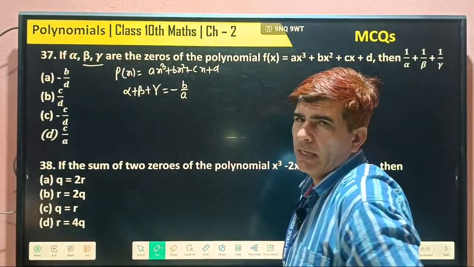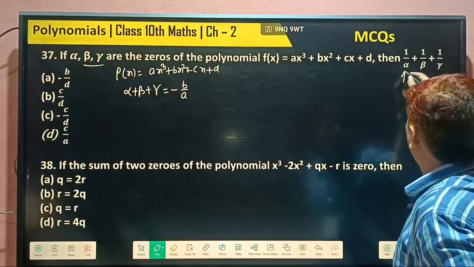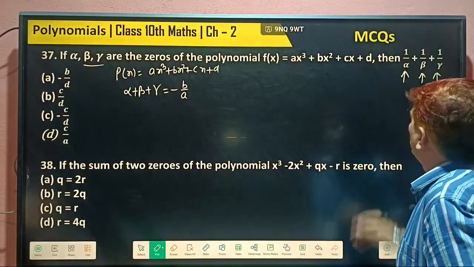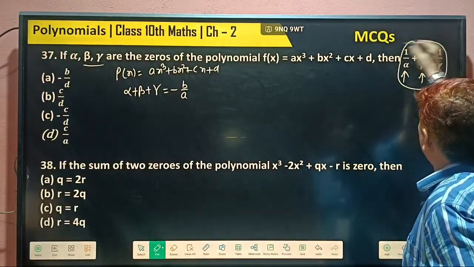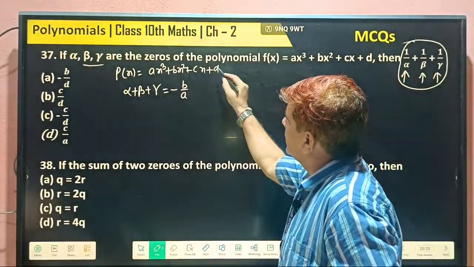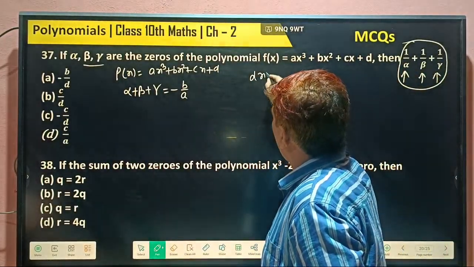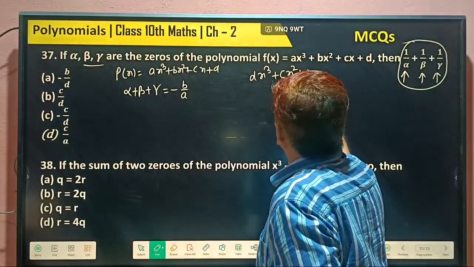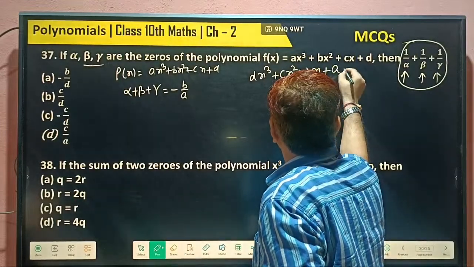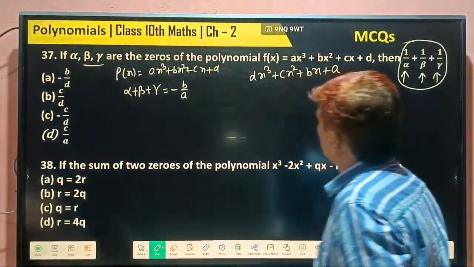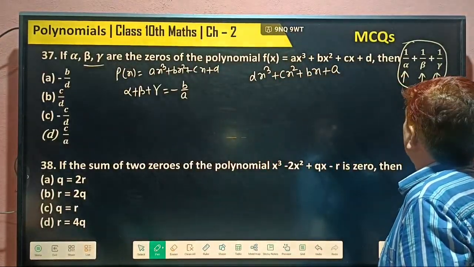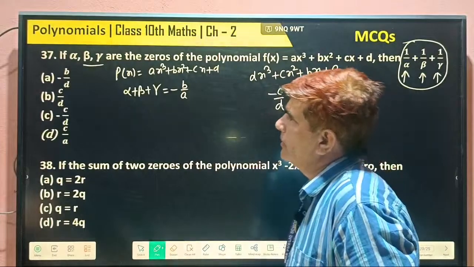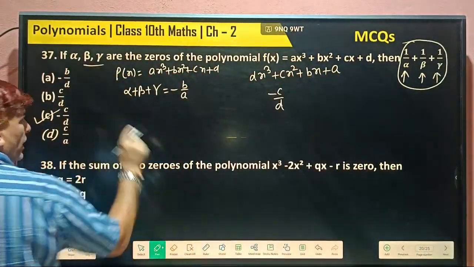Directly, if you need the answer, I can tell you the reciprocal. So what's the equation whose zeros are these? Start from here: b x cube plus c x square plus b x plus a. So what's the sum of this? Minus c by d. It's given here, so you can tell directly.